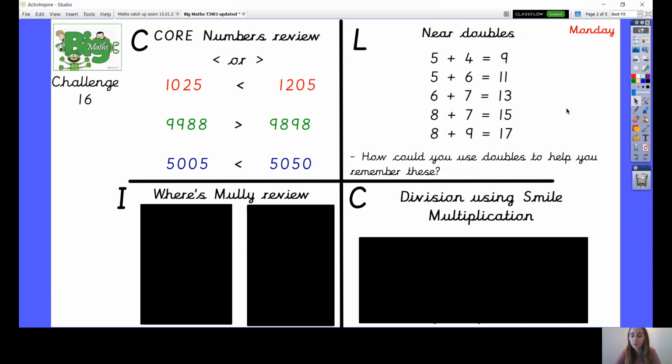Remember our aim, as with all of our Learn Its facts, is to be able to recall them straight away when somebody asks us and not have to think and count on. So those are the ones I'd like you to practice this week. Choose how you're going to do that.